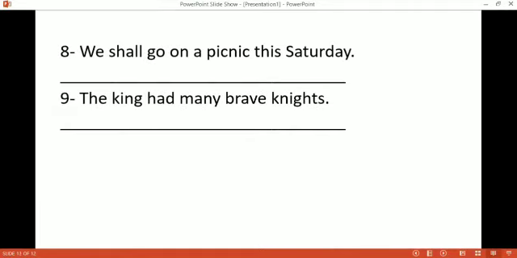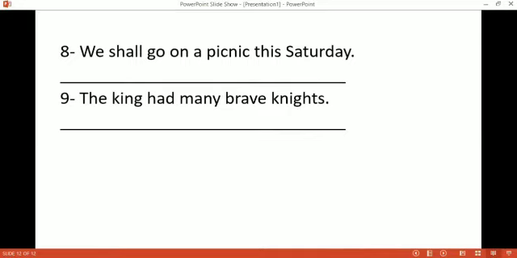Okay, now our statement number 8 is, we shall go on a picnic this Saturday. We shall go on a picnic this Saturday. Okay, which helping verb is here? Shall. "Shall" is a helping verb and we take out "shall" and we write "shall" at the beginning of the sentence to make it an interrogative sentence. S of "shall" capital. Shall we, W of "we" small. Shall we go on a picnic this Saturday?